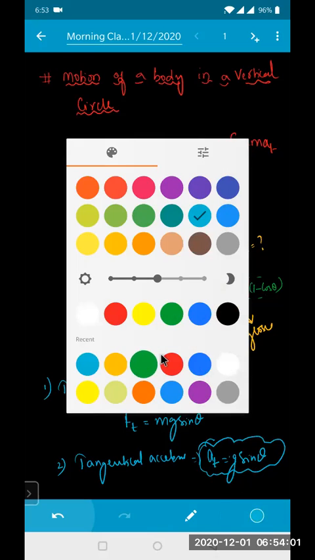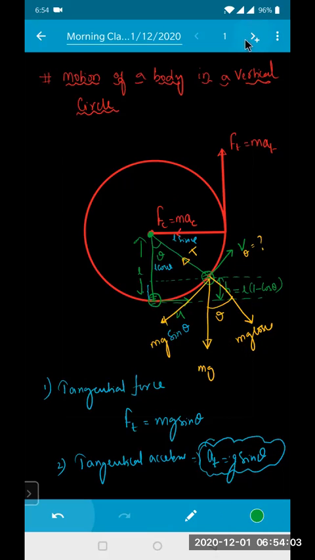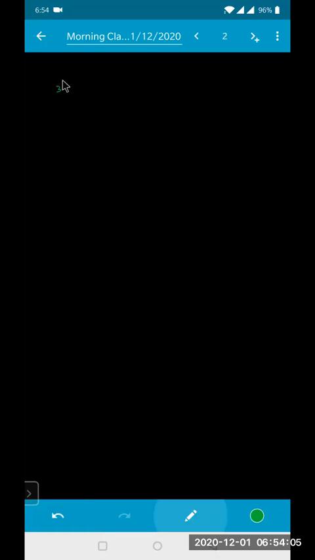Then what is the other acceleration acting on this one? The third one is radial or centripetal acceleration. So what is the centripetal acceleration formula? a_c is equal to v square divided by r. That is the centripetal acceleration.